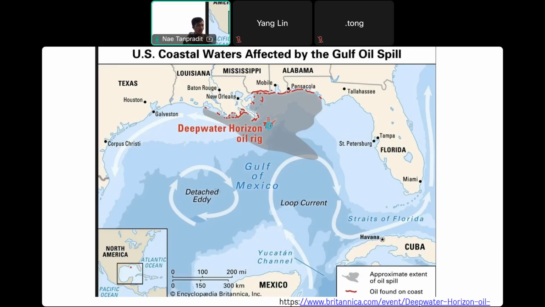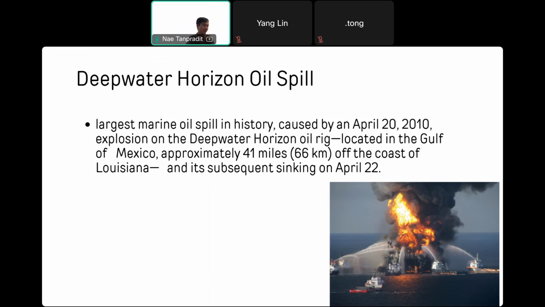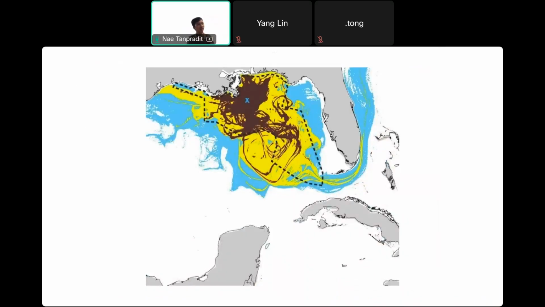You see the gray area here. The gray area is the oil spill. It's about the size of Cambodia, much larger than Singapore or Bangkok. It has many effects on the environment. You see the arrows are the water current, so it made the oil spill spread more on the surface of the ocean. It was about 66 kilometers off the coast of Louisiana. This current makes the oil spill disperse in the area.